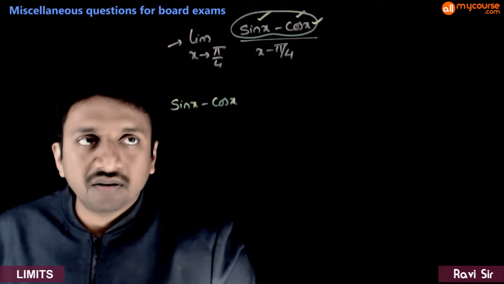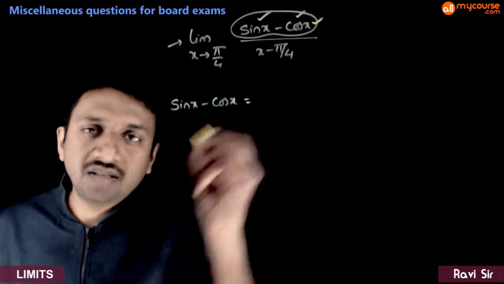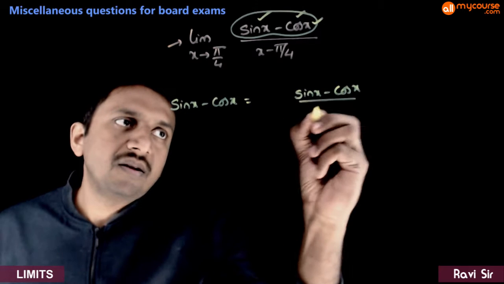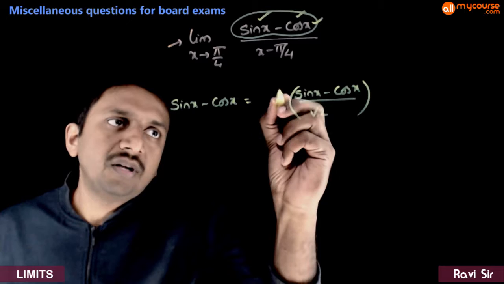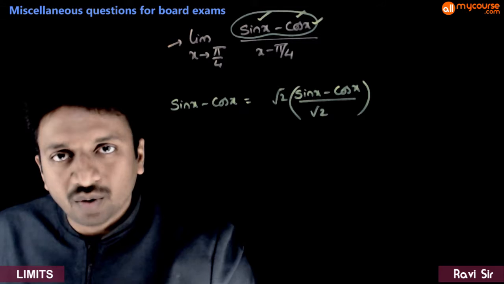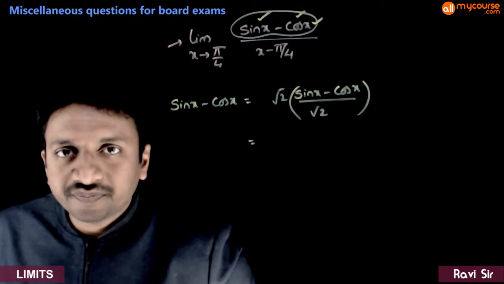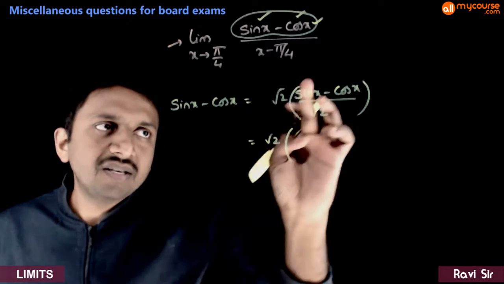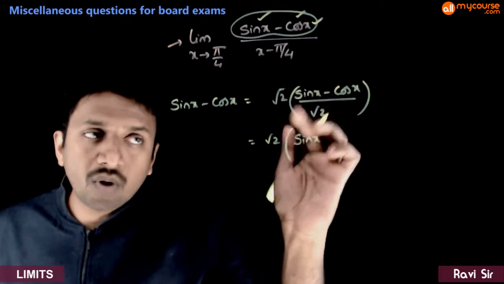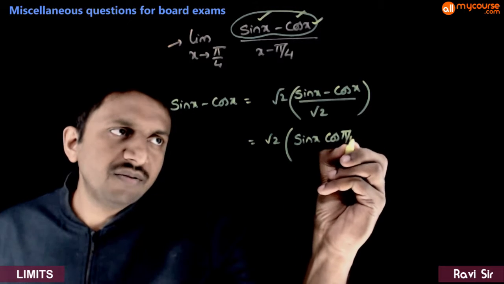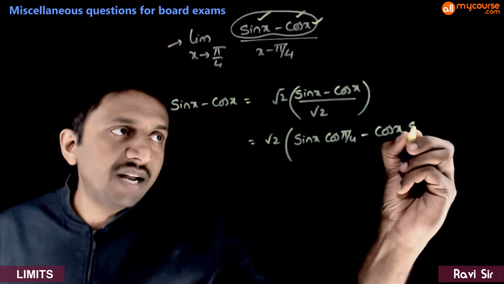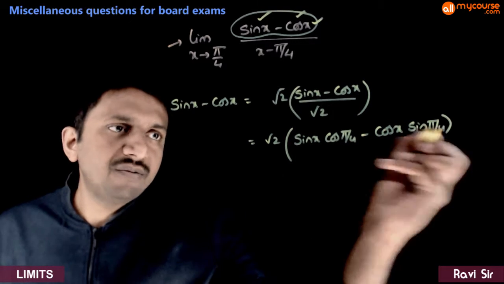So sin x minus cos x is equal to (sin x minus cos x) by root 2 into root 2, right? So I'm multiplying and dividing by root 2. That is equal to root 2 times, sin x by root 2, so I can write as sin x times 1 by root 2, which can be written as cos pi by 4, minus cos x into 1 by root 2, which can be written as sin of pi by 4.